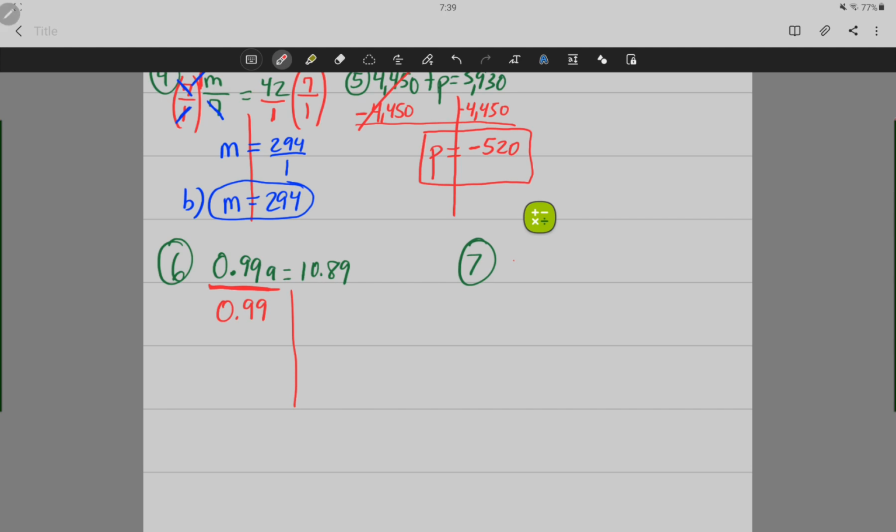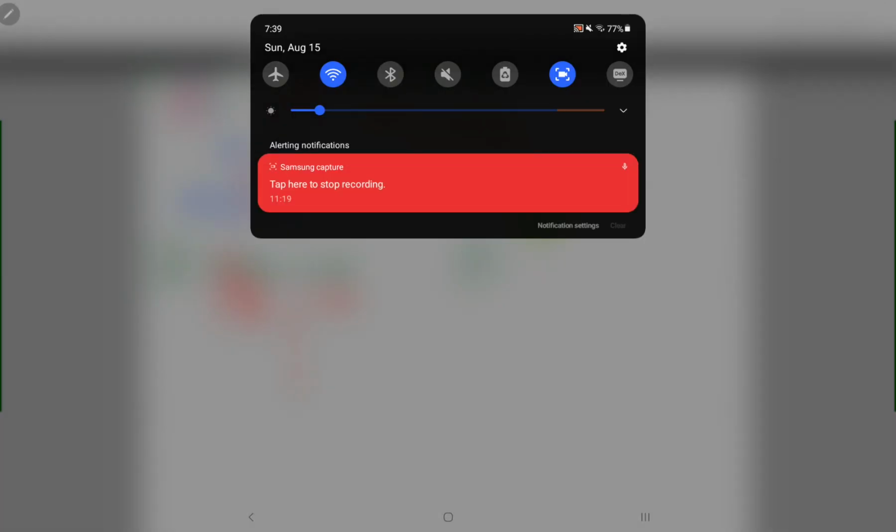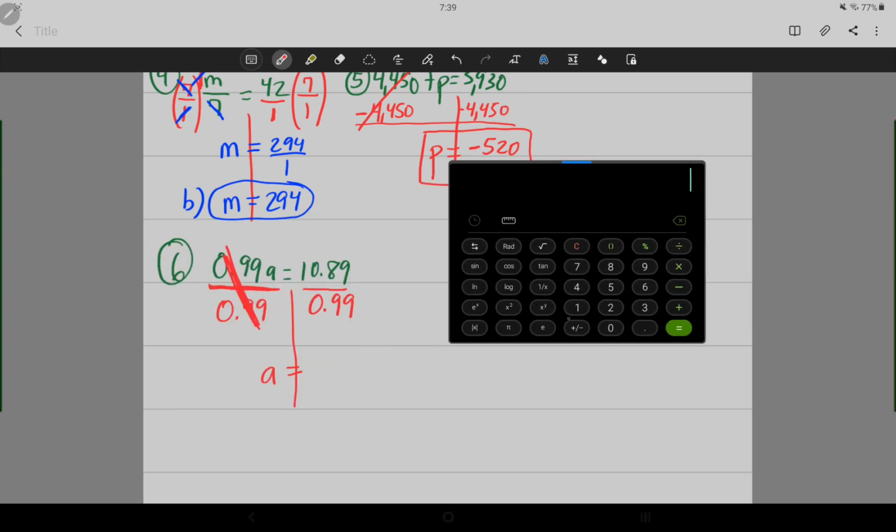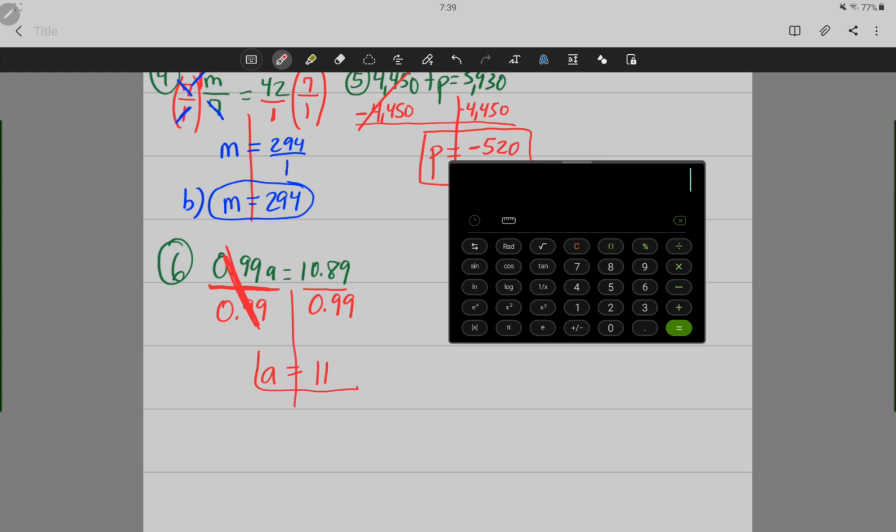So if we divide by 99 cents on the left, we do the same thing on the right, divide by 99 cents. Any number divided by itself is 1. You don't have to put the 1, just cancel it. But let's bring down our variable a. Sorry, one sec. All right. Bring down a and equals, and 1089 divided by 0.99. Let's see. I'm guessing 11. Let's just double check. 10.89 divided by 0.99. Yep, 11. So that means she bought 11 apps last month.